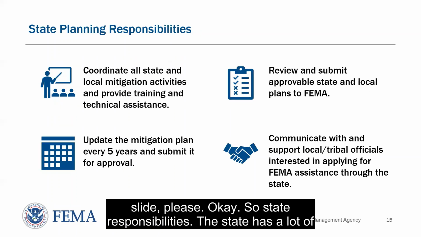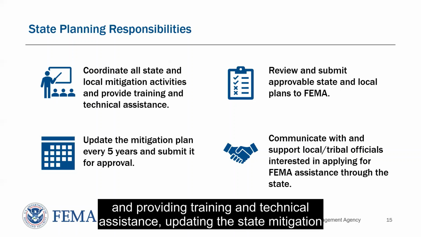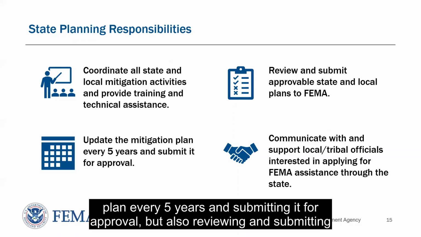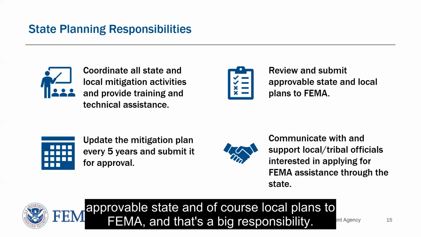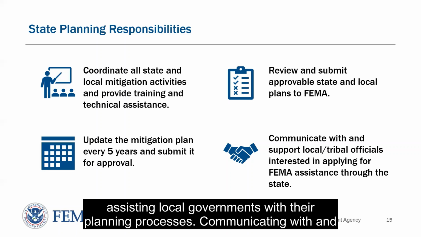Next slide, please. Okay, so state responsibilities. The state has a lot of responsibilities. First of all, coordinating all the state and local mitigation activities and providing training and technical assistance. Updating the state mitigation plan every 5 years and submitting it for approval. But also reviewing and submitting approvable state and of course local plans to FEMA, and that's a big responsibility. So really it's not just the state plan, but also reviewing those local plans and assisting local governments with their planning processes.